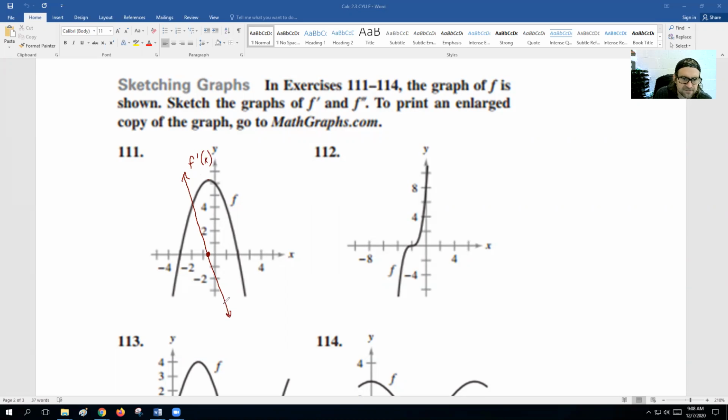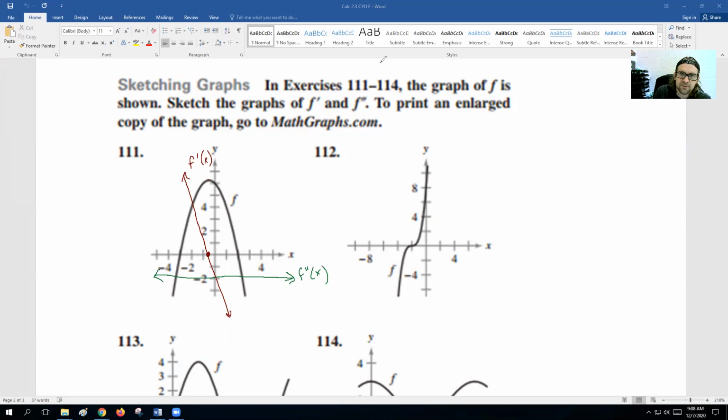Here's f prime of x. All right, all we need to do now is get the second derivative, so we take the derivative of this. But if we look at this function, there are no critical points. There's no spot here where we'd have a horizontal tangent. This slope is just a constant slope going down. So this is a slope that's always negative, so we need to have a value that's always negative. And so here would be our f double prime of x.